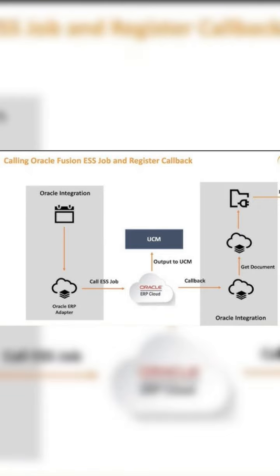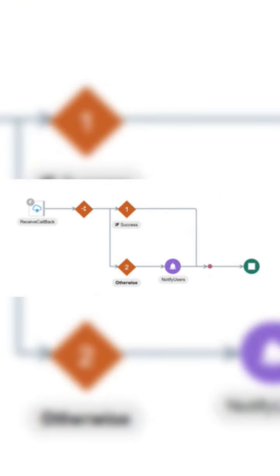Callback URL. OIC generates a unique callback URL when you configure an integration to support callbacks. This URL is shared with the external system or service that needs to send the response back to OIC.